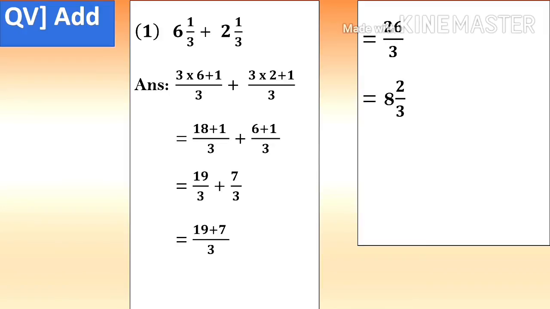So 26 we will divide by 3. 3 eights are 24. So 26 minus 24, how much remainder do we get? 2. So our quotient is 8. Remainder is 2, that is our numerator, and 3 is our denominator. Understood? In the same way we will solve the second sum.